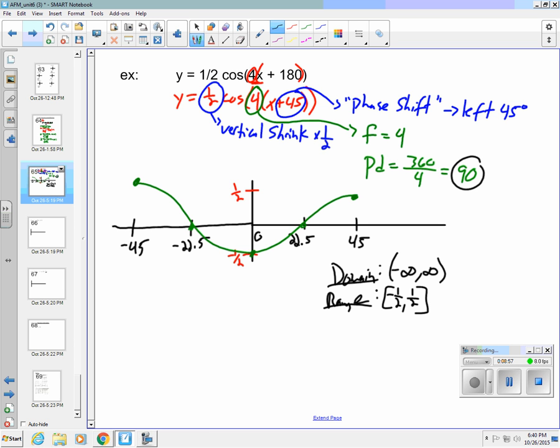Then we know our frequency is 4. Our period for this function is 90 degrees. And the last property we'll look at is the amplitude, which is 1/2.